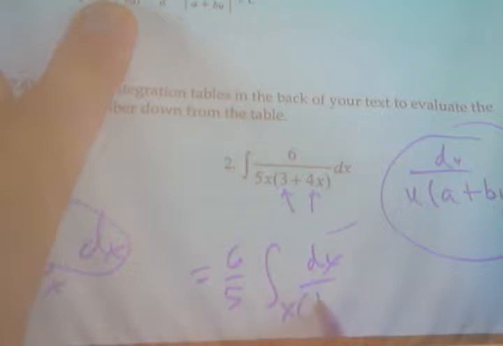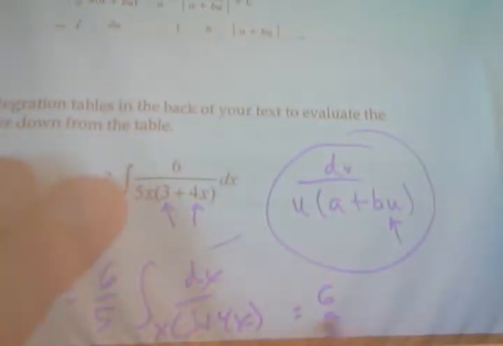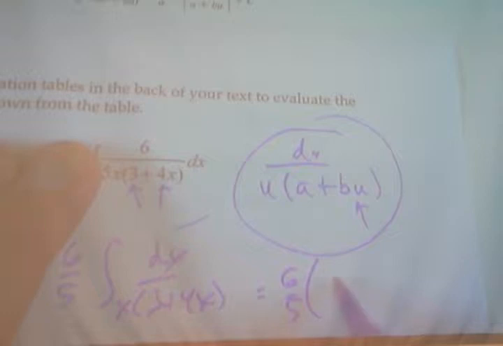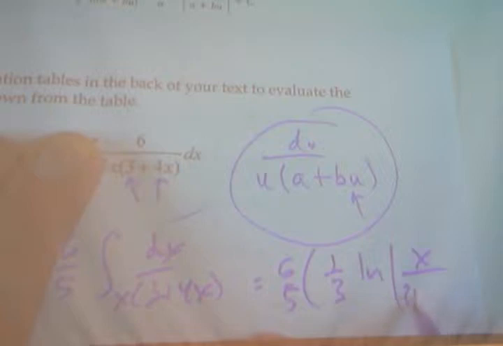Then it's basically exactly that with a equal to 3 and b equal to 4, yeah. And then I just have to rewrite. So what would the integral be then for that? So it would be 6/5 times 1 over 3 ln of x over 3 plus 4x, good? Plus C, yeah. C.